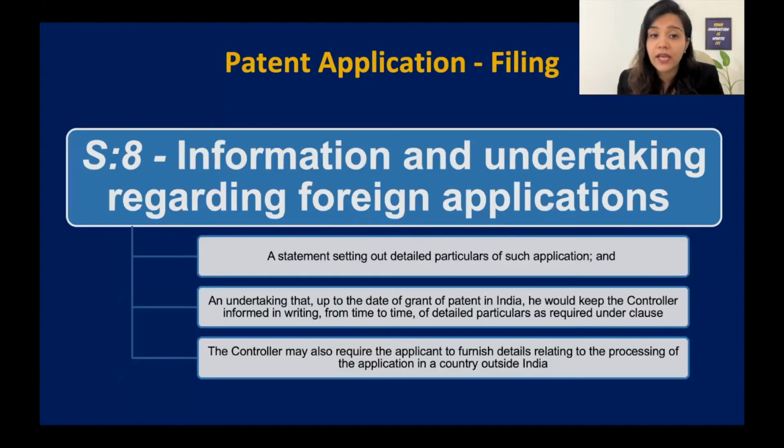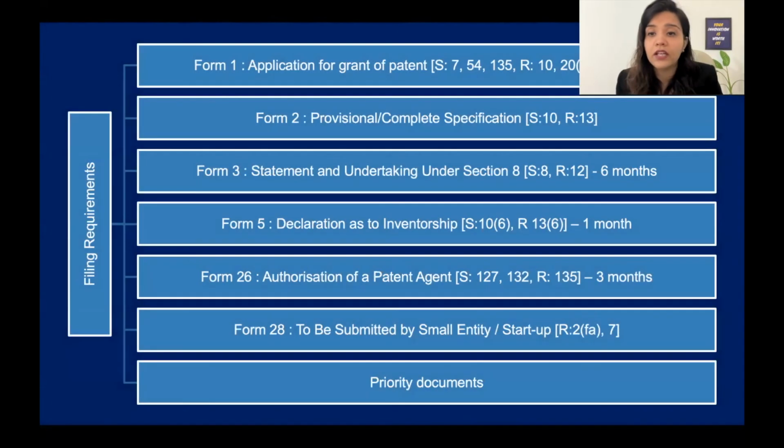Or if there is any development in any of the foreign applications, within 6 months, I need to update the patent office about that development. So that is also 6 months. Or if the controller asks me a question, I need to furnish those details within 6 months. So in that case, the statement and undertaking has to be filed within 6 months, and the section is Section 8, rule is Rule 12.